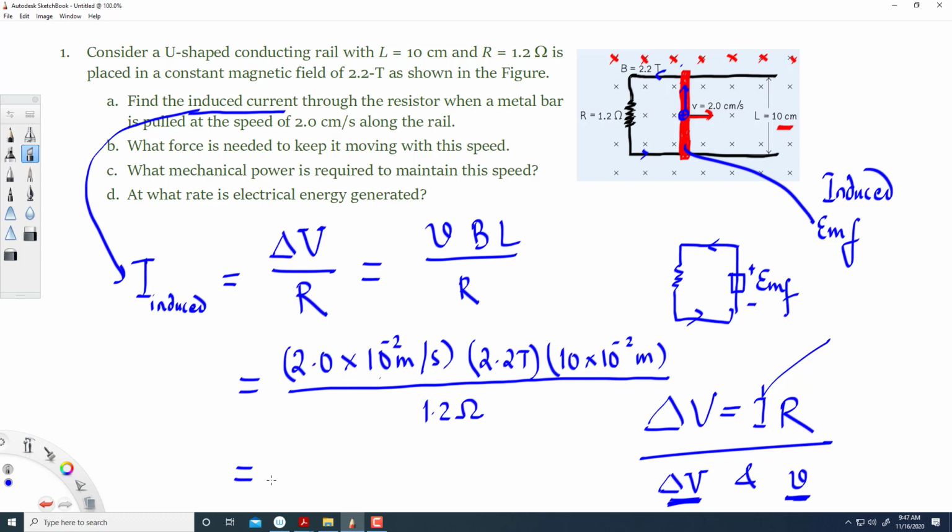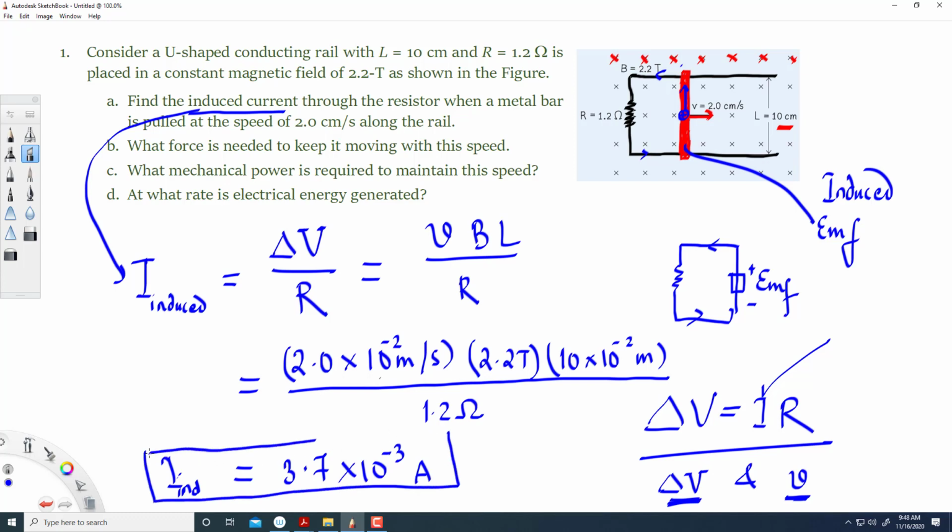Okay, so let's find that out. I didn't have the calculator. So let's see what you get. .7 times 10 to negative 3, current is amperes. Induced current is that.